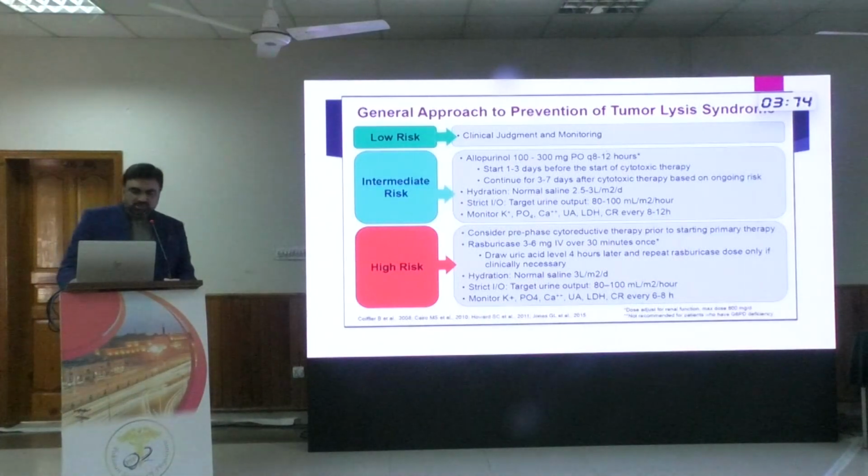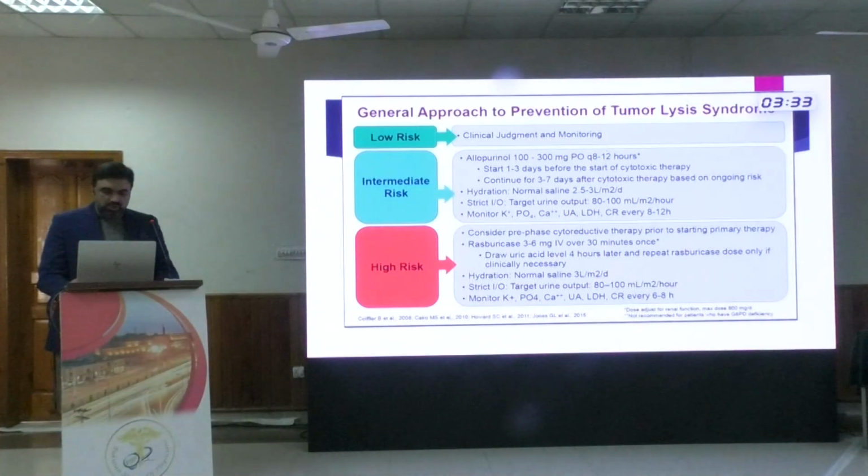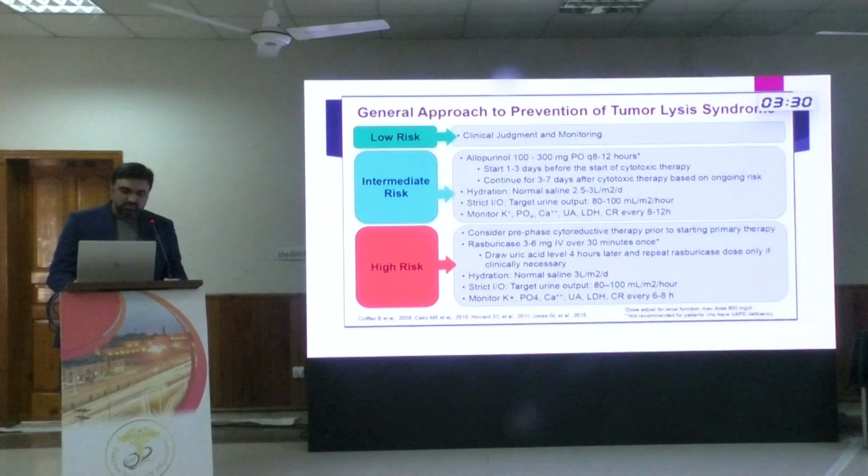For high-risk disease, which we have already discussed in the previous slide, consider pre-phase cytoreductive therapy prior to starting primary therapy. Rasburicase 3 mg to 6 mg IV over 30 minutes once. Draw a uric acid level 4 hours later, and then repeat the rasburicase dose if clinically necessary. Hydration is 3 liters per meter square. Strict input and output record, and monitor potassium, phosphate, calcium, uric acid, and LDH every 6 to 8 hours.